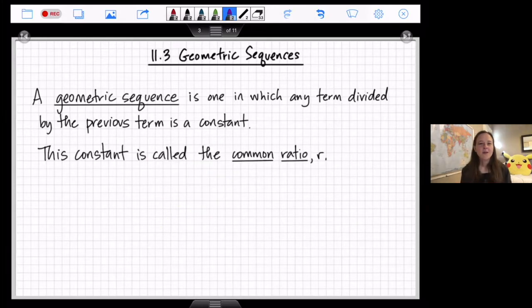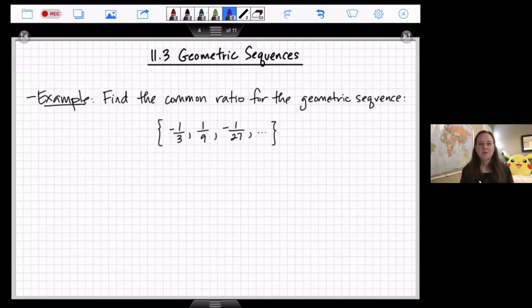That number 4 that we calculated for our geometric sequence on the last slide is what we call the common ratio, r. This is the number that you have to multiply each term by to get to the next term. Let's find the common ratio for this geometric sequence. There's a couple of ways to do this. We can think about the definition of a geometric sequence, where we divide each term by the previous term to figure out what that common ratio is. So let's try it that way.